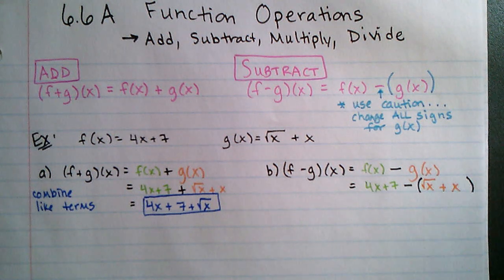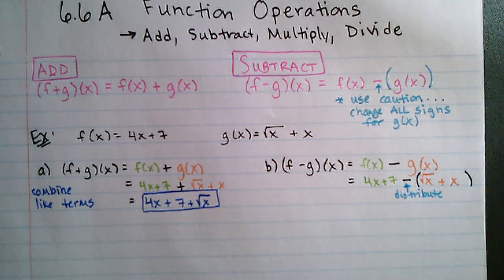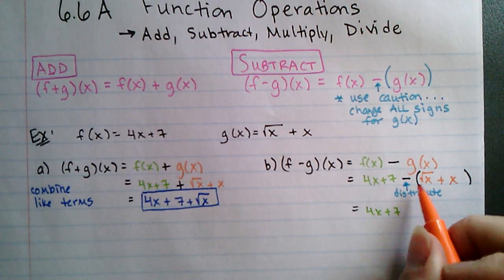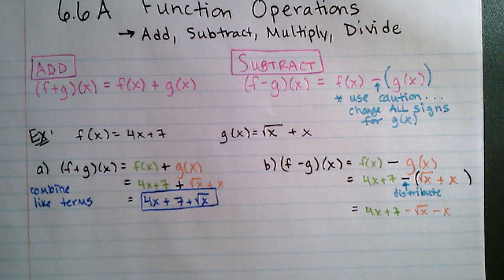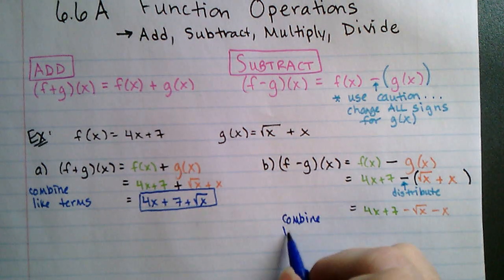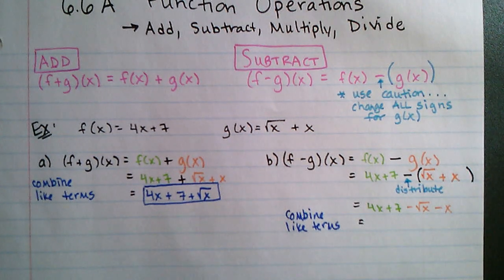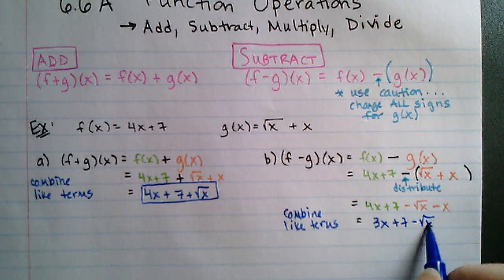And then I'm going to remember to distribute that subtraction into my g of x. So at this point then I would have that 4x plus 7 is not going to change. But now I will have minus square root of x and minus x. And then I'm going to combine like terms again. So I will end up with 4x subtract x, which is 3x, and then plus 7 and minus square root of x.